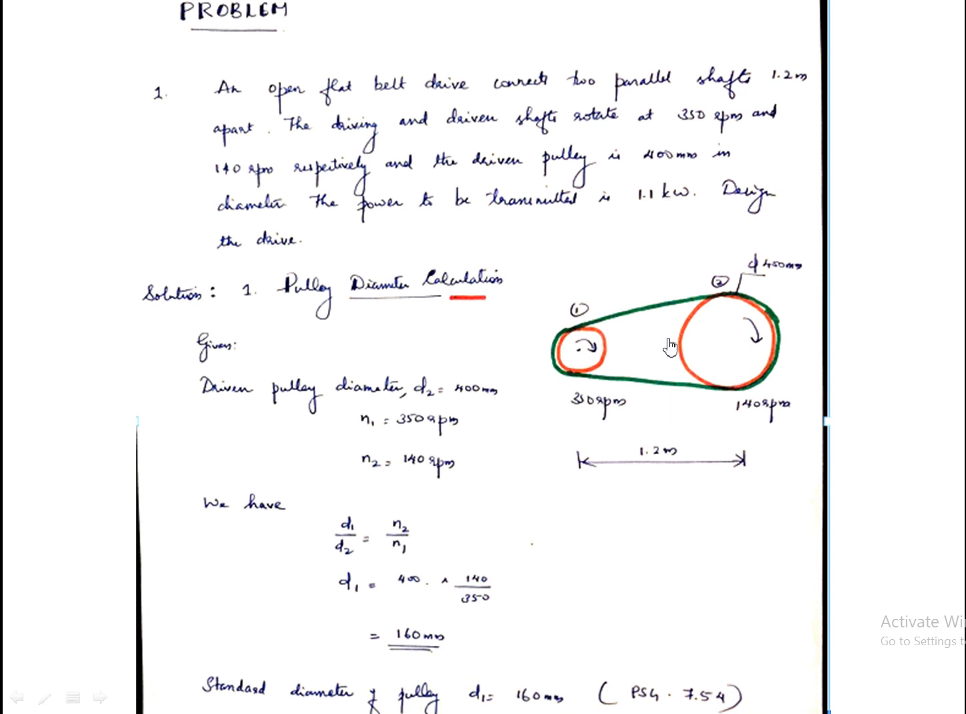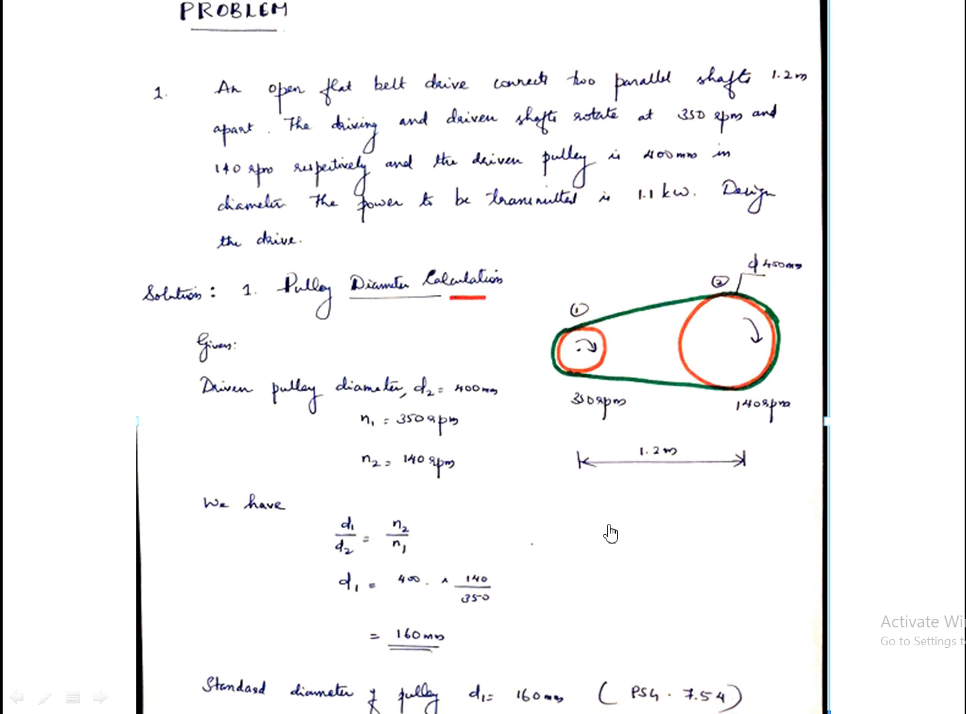Okay, that's it, right? So for this particular belt, all other details are given. First of all, you found out the diameter. First one's diameter d1, and the diameter is 160 mm. So as per the design procedure, once you get the diameter, all you need to do is standardize the diameter. For that, as I said, go to page number 7.54.